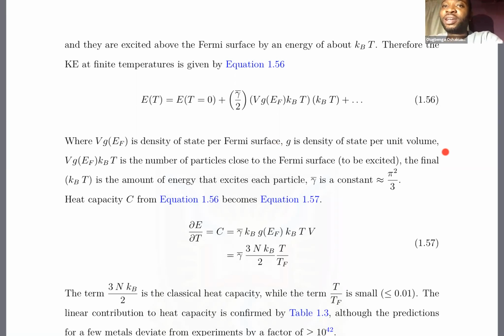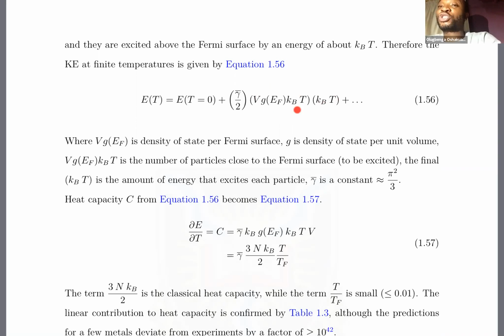And V G of EF times kBT is the number of particles close to the Fermi surface. So everything here is defined here. V G of the Fermi energy times kBT is defined as the number of particles close to the Fermi surface. So when we know the number of particles close to the Fermi surface, I will multiply it by an energy term. Then we get the energy of the particles close to the Fermi surface.